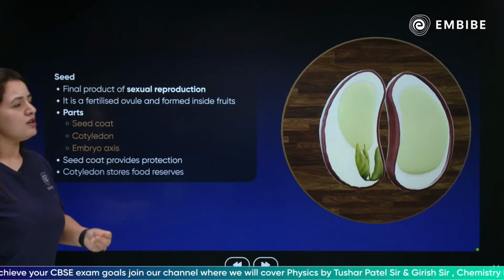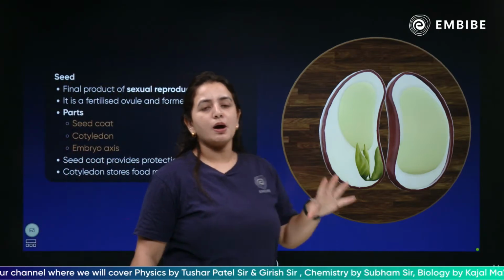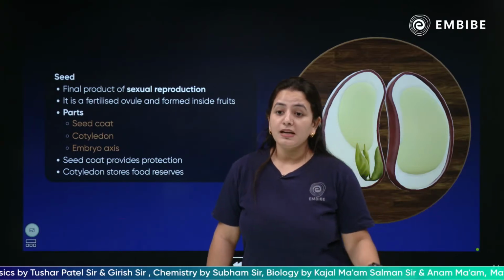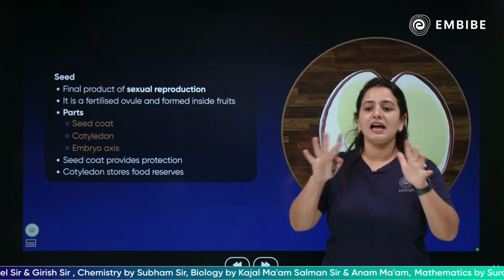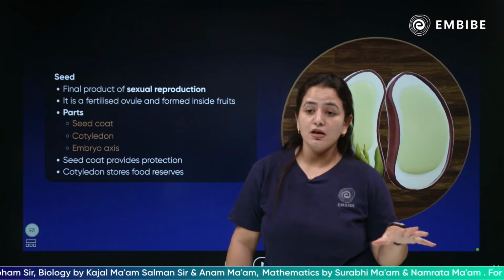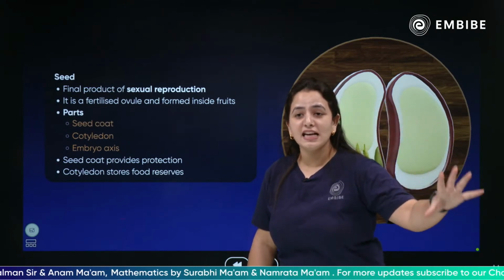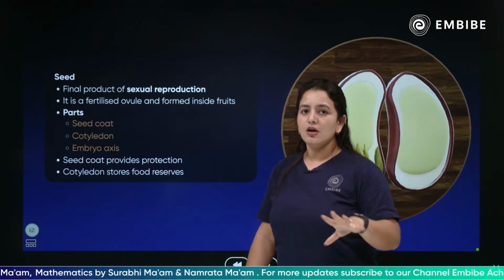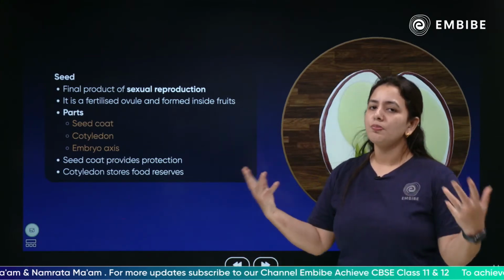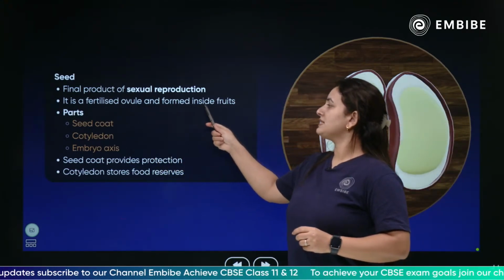What is a seed? Children, the seed is the final product of sexual reproduction. Angiospermic families are said to be the most advanced flowering family because they have seeds covered inside the ovary, unlike the gymnosperms which have naked seeds. These seeds are nothing but the ovules which convert into seeds. That is why the final product of sexual reproduction is of course the seed, because eventually the seed will germinate into a new plant. So it is a fertilized ovule and is formed inside the fruits.